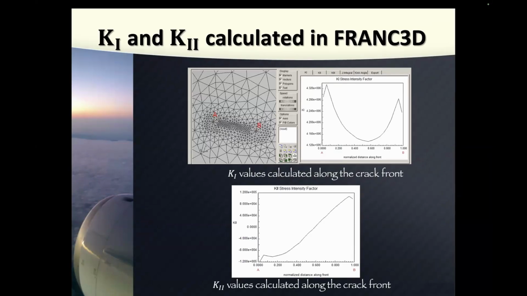And these are values that you can get with Frank 3D. You see K1, K2, K3. And also you can find the values of the J integral here, and the kink angle. And you can see here between points A and B on the crack front that the K1 values between points A and B are different. Why? It's a 3D structure, okay? Then the positions of these points are different.